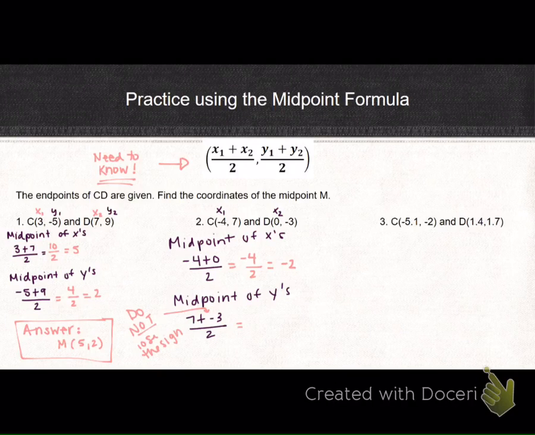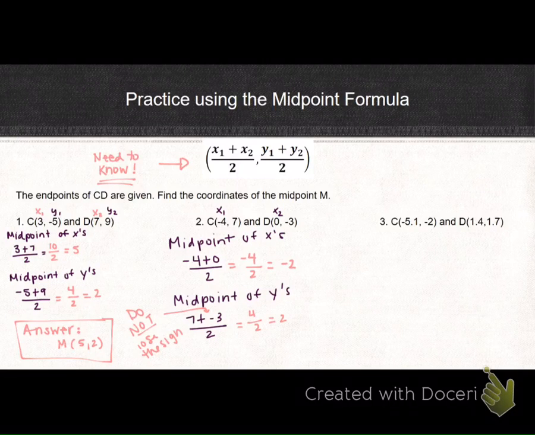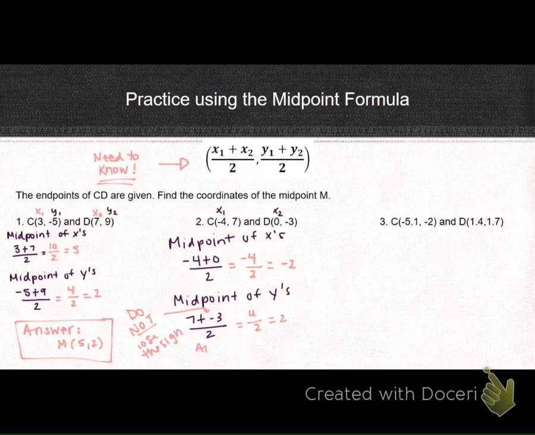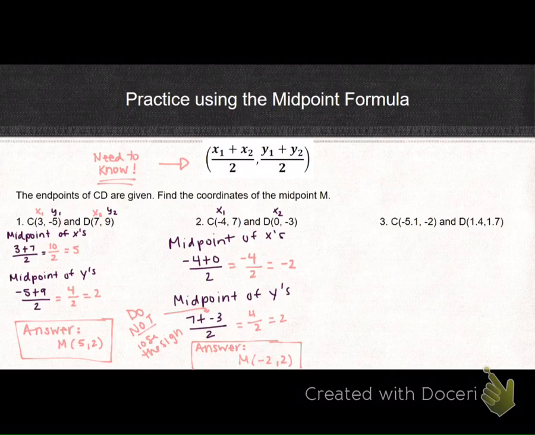So what do you get when you do 7 plus -3? 4 over 2, which is 2. Katie, what's my answer then? -2, 2. Might need a calculator for the next one as it has decimal points.